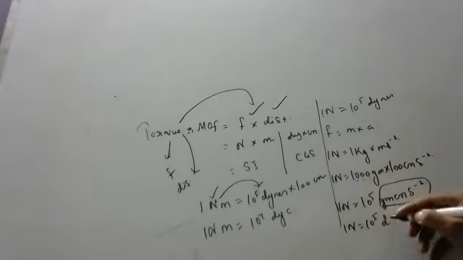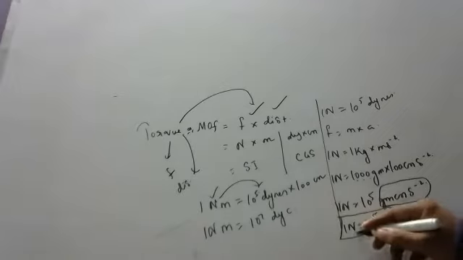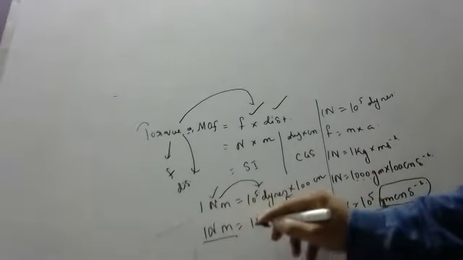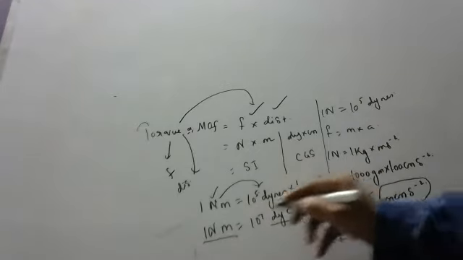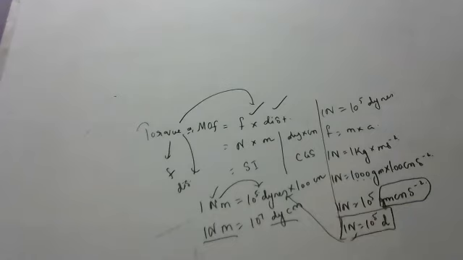We can write it as dynes. So 1 Newton is equal to 10 to the power of 5 dynes. That only I directly substituted here. So this is in SI system, this is in CGS system. 1 Newton meter is 10 to the power of 7 dynes centimeters. Okay, this is about moment of force.